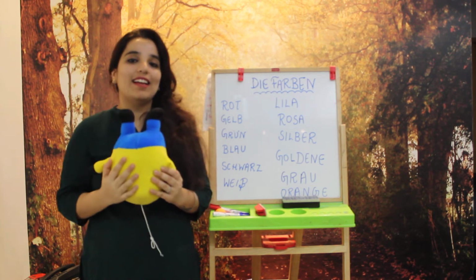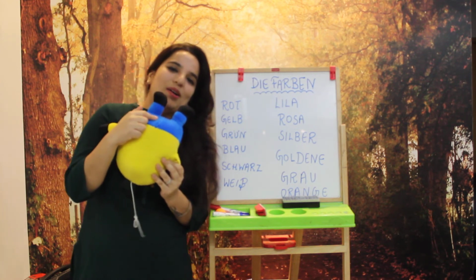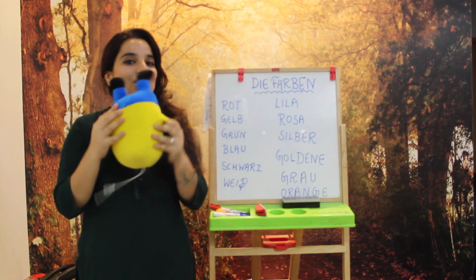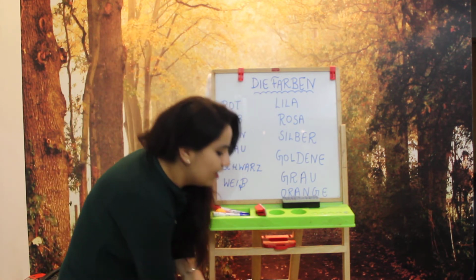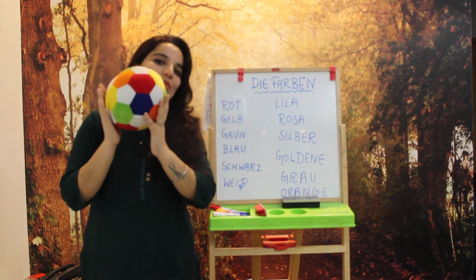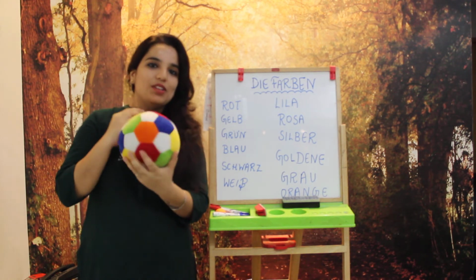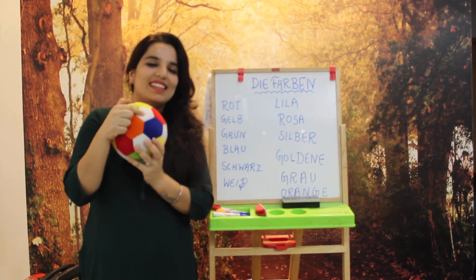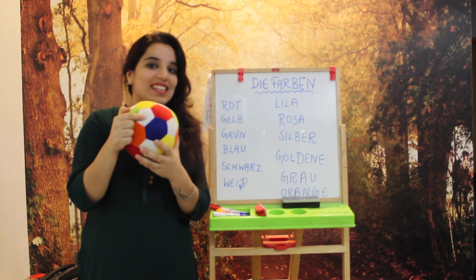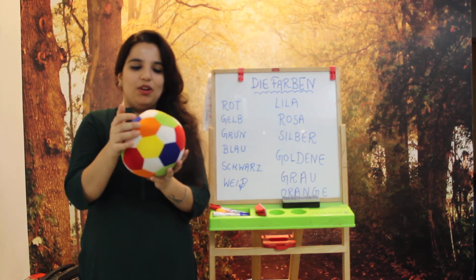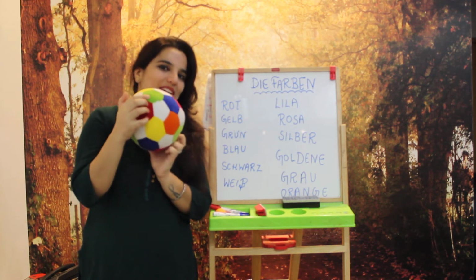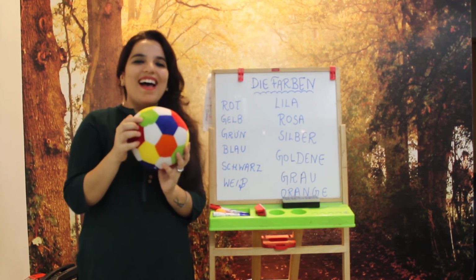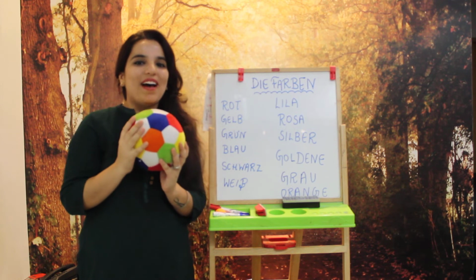So, moving towards next. Welche Farbe ist das? Das ist blau. Das ist blaue Farbe. So, next. Was ist das? Welche Farbe ist das? Das ist weiß. Ja, das ist weiß. Super. Oh, nächste Farbe. Welche Farbe ist das? Das ist grün. Ja, right. Du hast sehr gut gemacht. Gut.